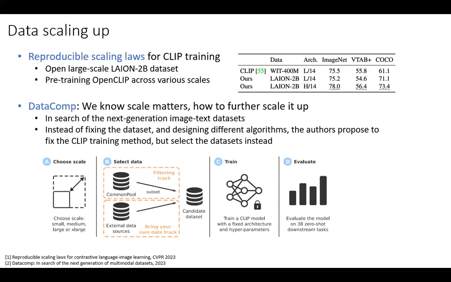In this paper, they propose a very nice idea, in search of the next generation of image-text datasets. Instead of fixing the dataset and designing different algorithms, which is basically what we do every day, the authors propose to fix the CLIP training method. Basically, the training algorithm is fixed. You just provide the dataset, and the dataset will go through a fixed training method, and you are going to play the game of selecting the data rather than the game of selecting the model. By the end, the authors come up with a large scale dataset that has high performance, for example, in zero-shot ImageNet.